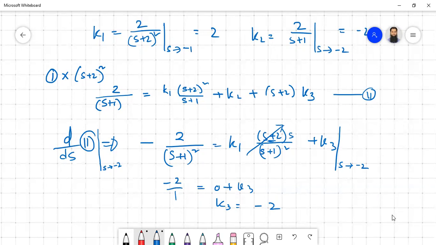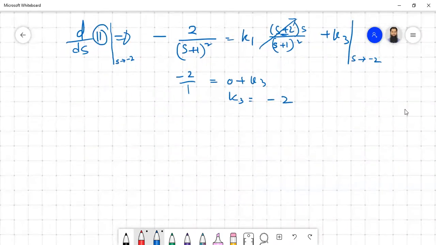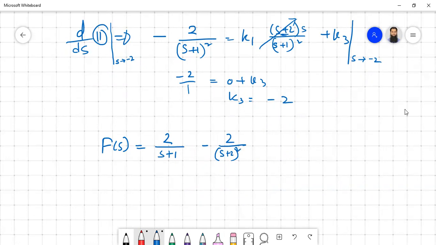So what we are finally going to get is something like this: F(s) = 2/(s+1) − (2s+2)/(s+2)², with K1 and K2 found using the same previous formula. So −2s + 2. Now if you take the inverse Laplace transformation, then you're going to get f(t).